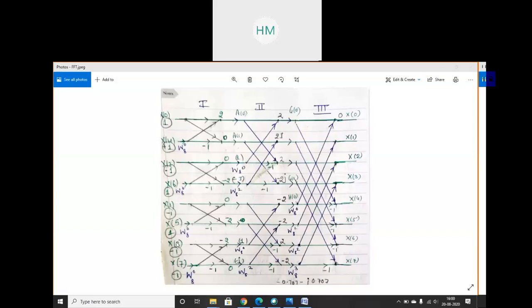C of 0 is 0 and C of 1 is -2. Very good. Next.